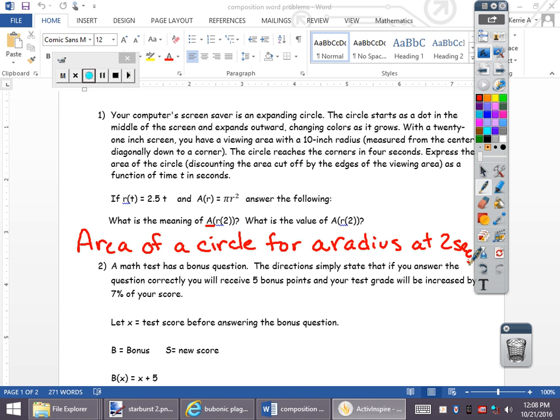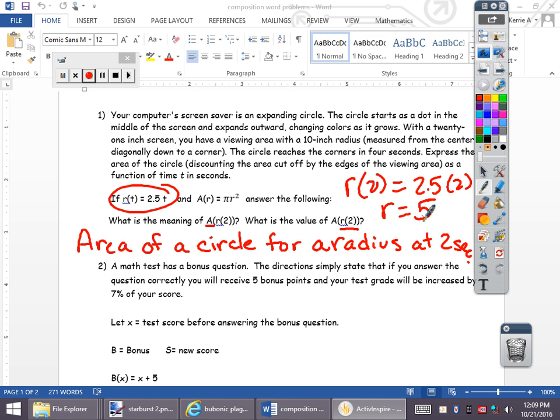Now, when you go to write it, it's outside in. When you go to solve, it's inside out. So I'm going to start with R of 2. Which function am I going to use? R of t, this first one. So R of 2 equals 2.5 times 2. So my radius is 5. Okay, at 2 seconds, my radius is 5.